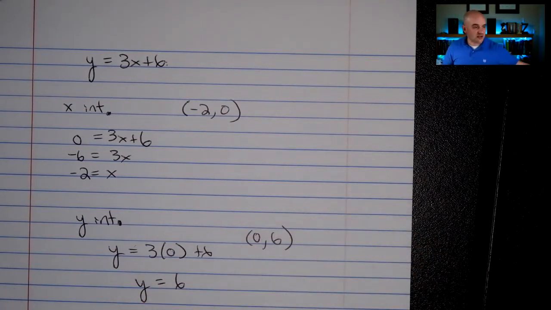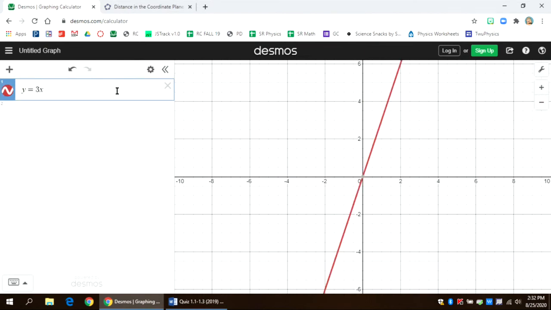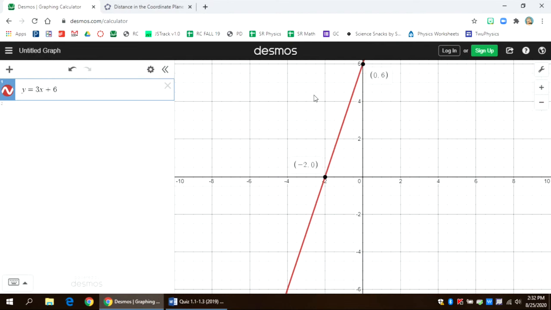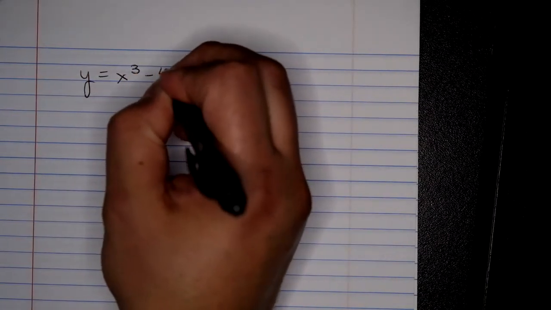We can switch over to Desmos and try this out. So if you have y equals 3x plus 6, you can see right here that it's crossing at negative 2, 0 and at 0, 6. So you got your x and your y-intercept there. Let's try another one. Let's try y equals x cubed minus 4x. So y equals x cubed minus 4x.